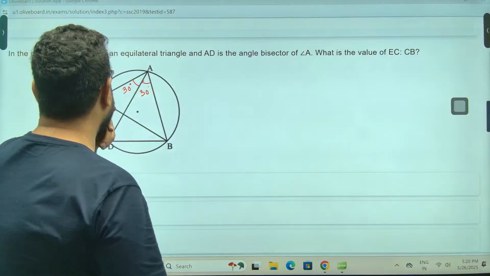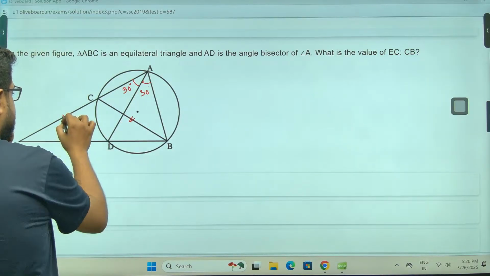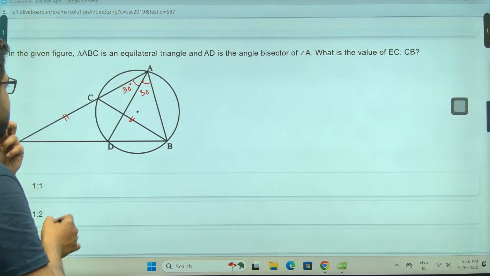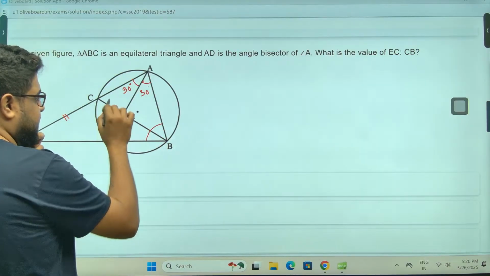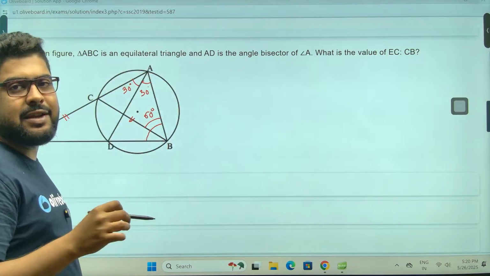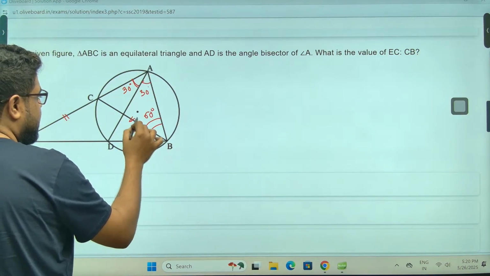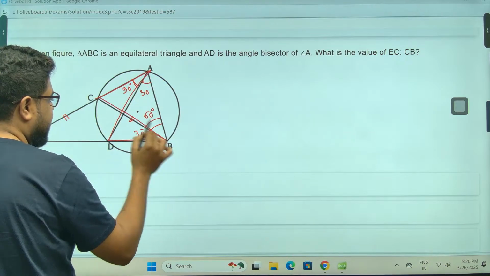Value of EC by CB. EC by CB. So 1:1 लग रहा है sir. 1:1, sir. Correct? So this is 90 degree. Why, sir? Please understand. This much is 60 degrees, because it is part of triangle ABC. And sir, this angle is 30, which means this angle is also 30, because same sector के ऊपर sir angle है.